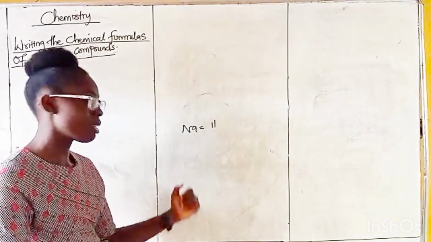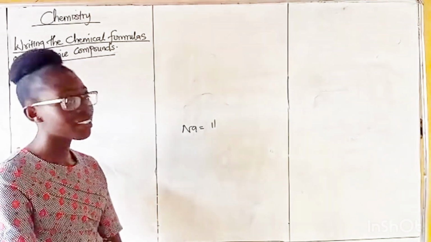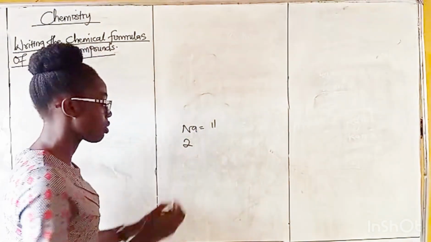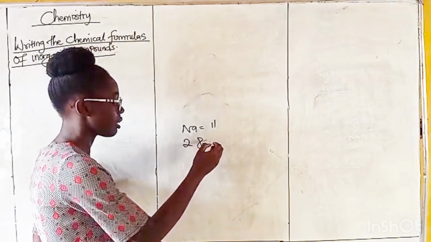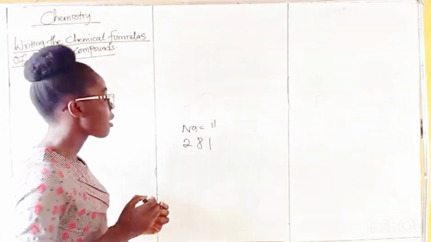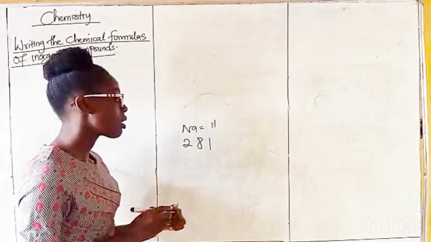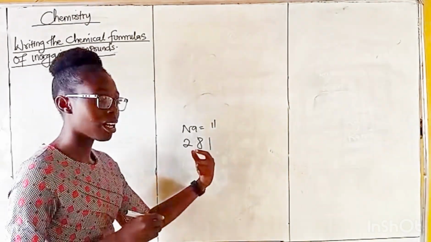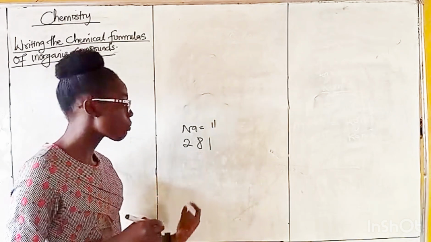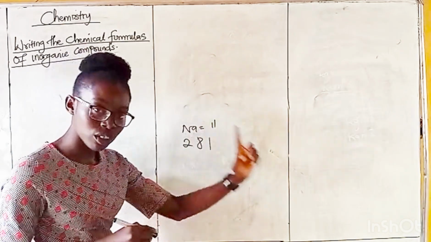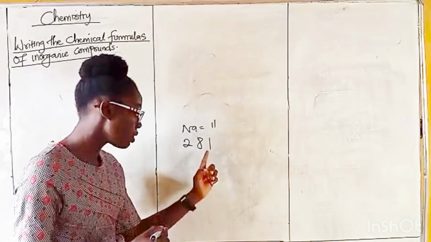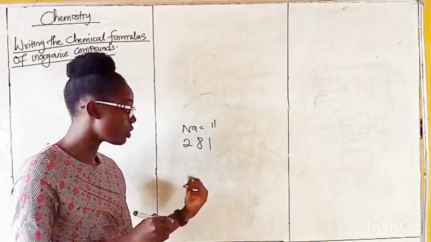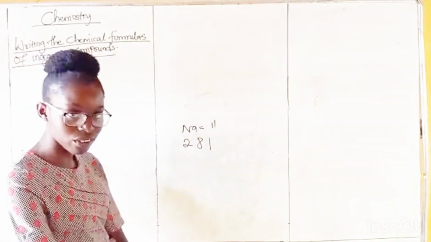Now let's look at sodium as an example. It has 11 electrons, 2 electrons on the first shell, then 8, then the last one is 1. Remember, sodium is a metal. Now for sodium to attain stability, to attain an octet or duplet state, it will have to lose the electron it has on its outermost shell, which is 1. And this 1 electron that sodium will have to lose to attain stability is equal to its valency.